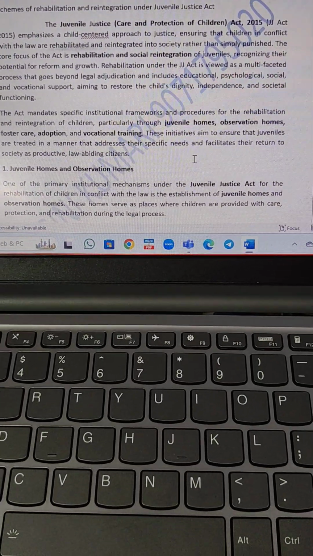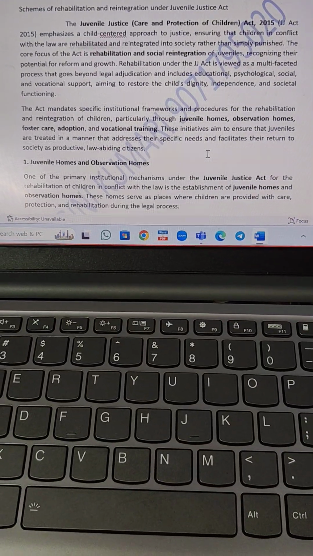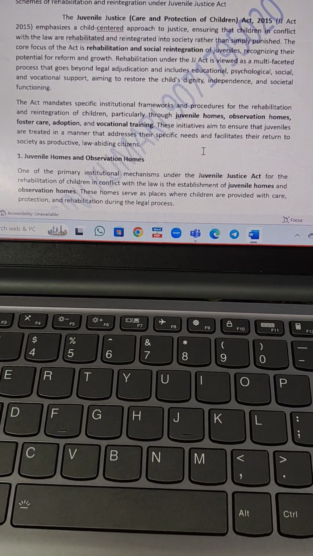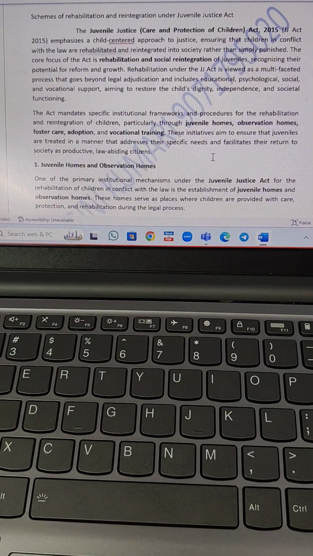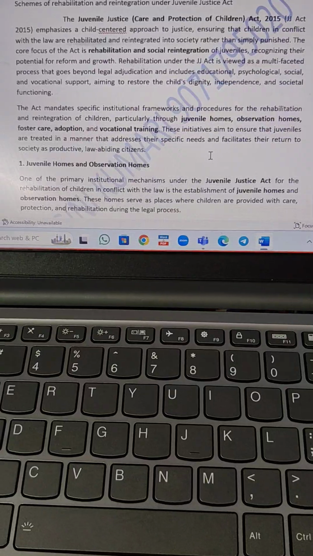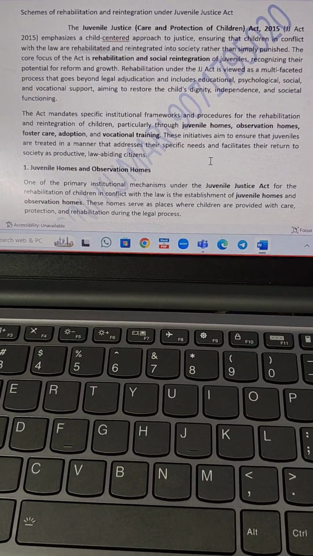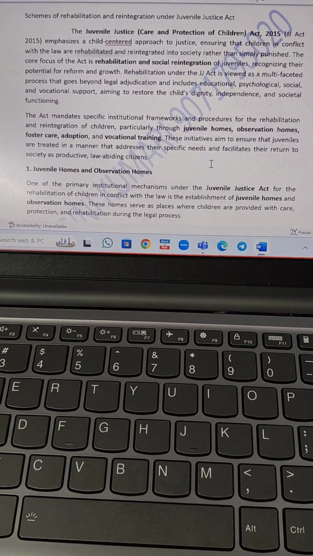Rehabilitation under the JJ Act is viewed as a multifaceted process that goes beyond legal adjudication and includes, underline, educational, psychological, social and vocational support, aiming to restore the child's dignity, independence and societal functioning.